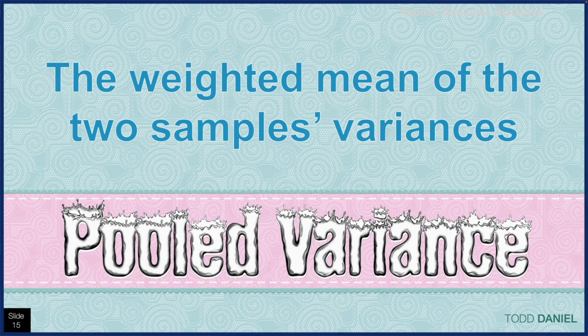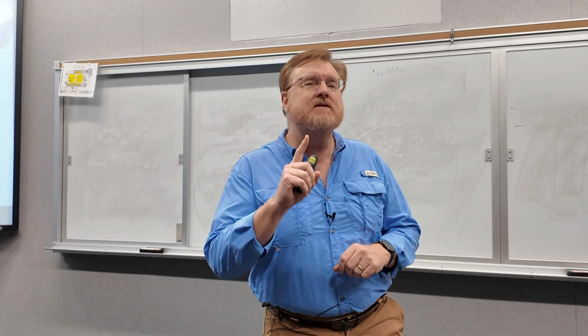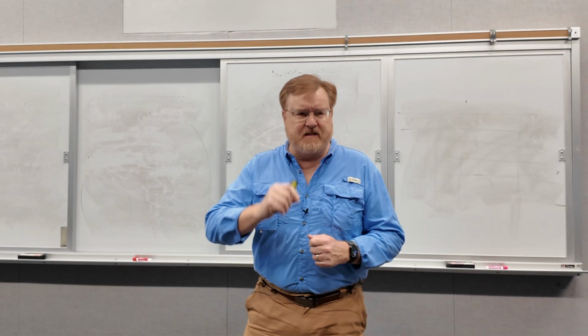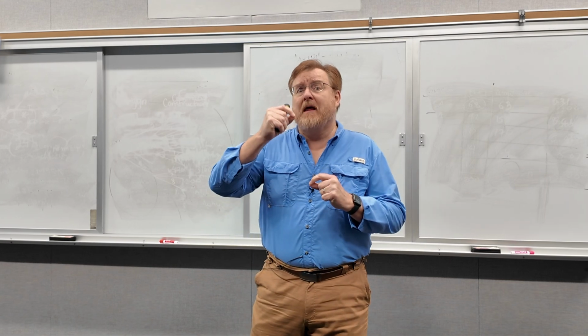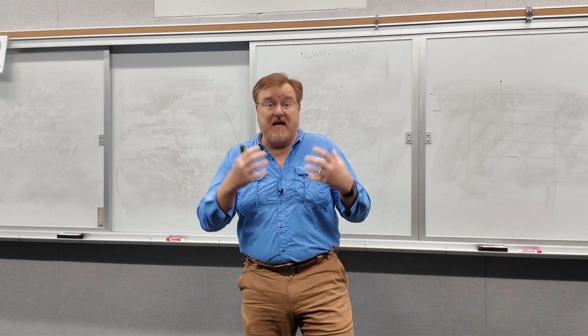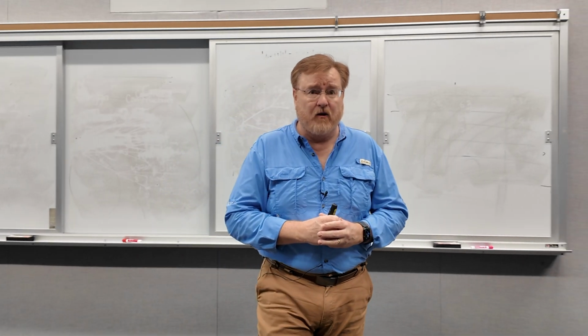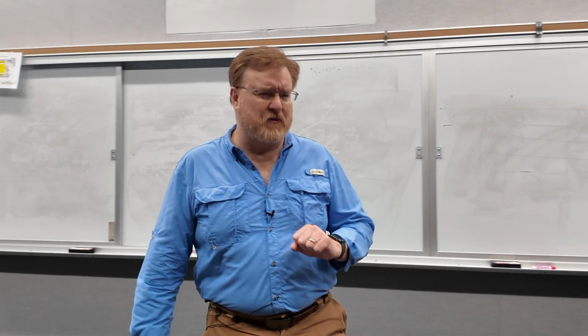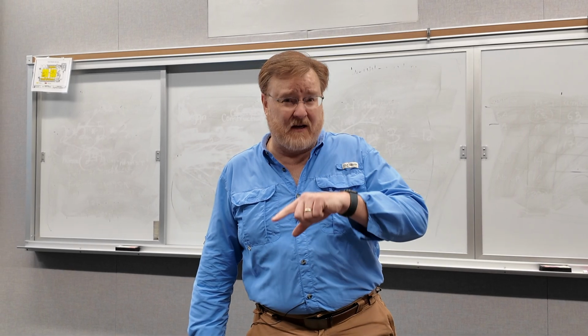Here's another important thing to know about the variance in a t-test. Now, you may recall when we did a one-sample t-test, where we have one sample drawn from a population, we used the standard deviation of that sample to extrapolate back to the population. We used the standard deviation as the denominator in our t-test. With a one-sample test, we use the sample standard deviation to estimate the population standard deviation for the standard error of the mean, which is the denominator in our t-test. But now we're doing two sample tests. Each sample has a standard deviation.